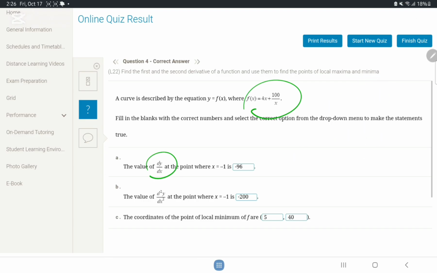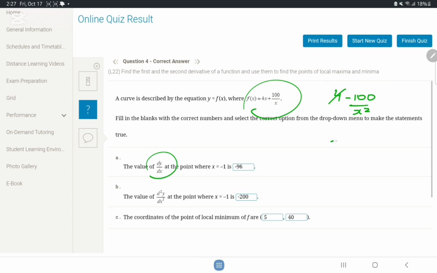Whenever they tell us, so wait, before we continue, this was the first derivative. Okay. Whenever they tell us d squared y over dx squared, it's another way of saying the second derivative, or y double prime, or f double prime of x. So basically we derive this again.